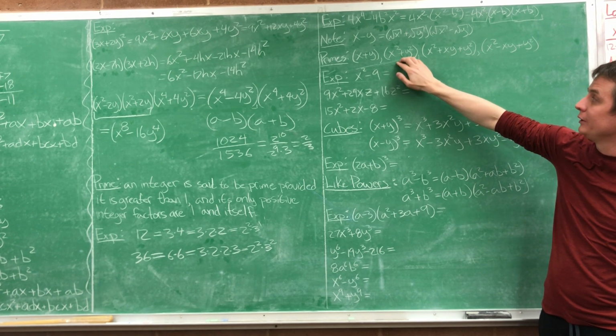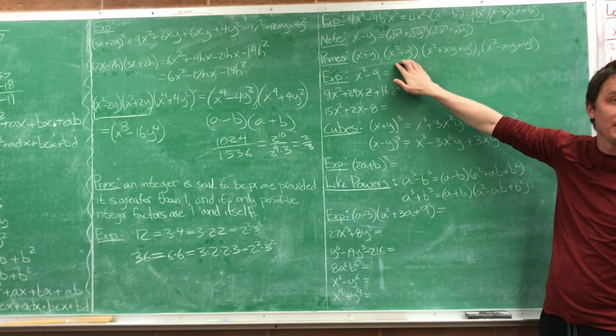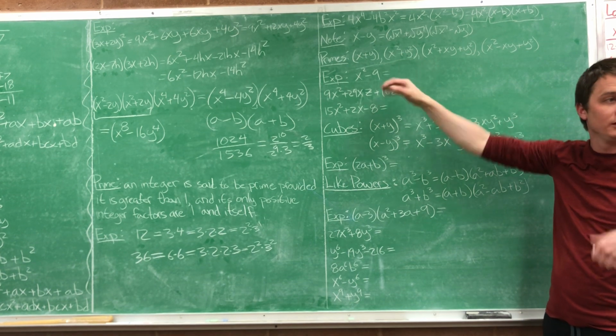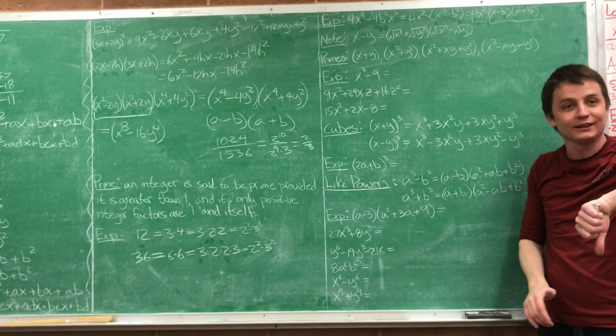So we're very happy when we see a difference of squares. That's very nice in math when those come up. When you see a sum of 2 squares, you're angry. We don't like that.